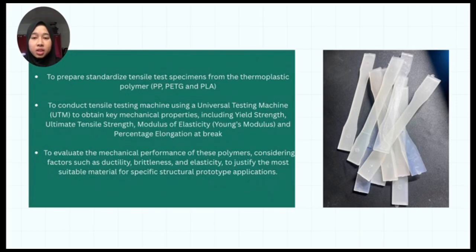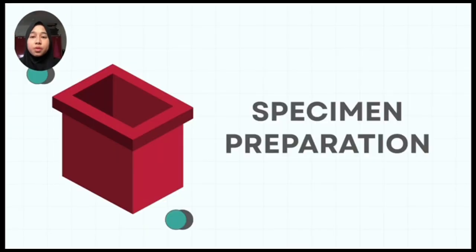And the third objective is to evaluate the mechanical performance of this polymer considering factors such as ductility, brittleness, and elasticity to justify the most suitable material for specific structural prototype application. Now let's move to the third slide, which is specimen preparation.